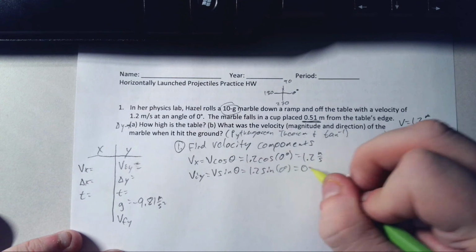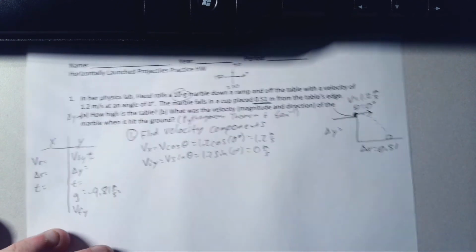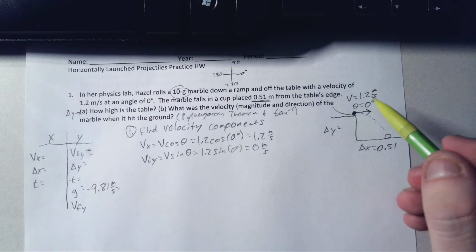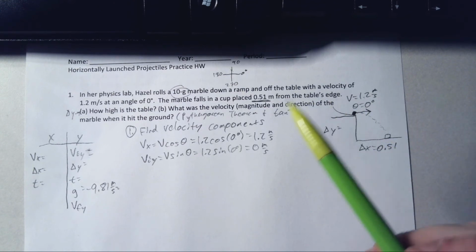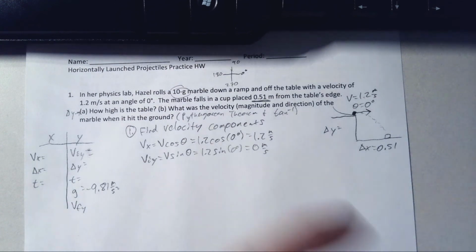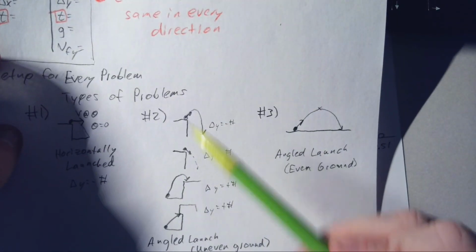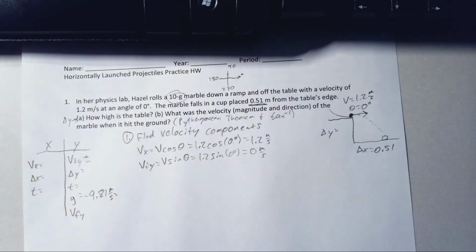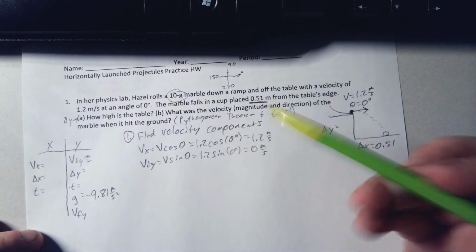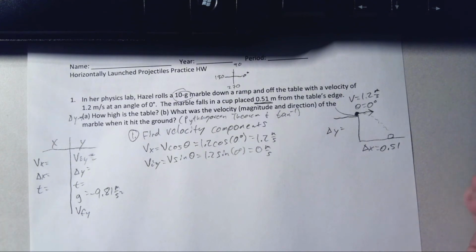is 0. Now you may be saying, that seems kind of excessive to do that. I could have just told you that it's going to the right at 1.2. Yes, but remember, we are eventually going to have problems where there is an angle here, and you're going to have to figure out how it's moving up and down and side to side. So even though this is 0 degrees, it's very, very good practice because you're going to have to calculate that each time.